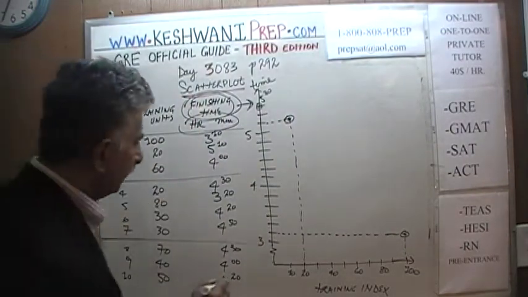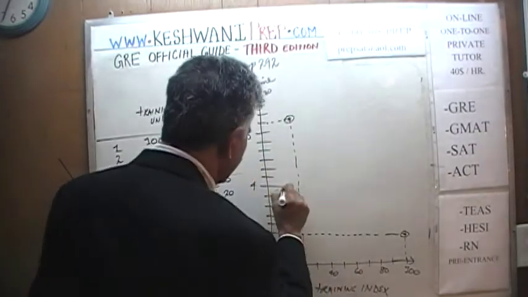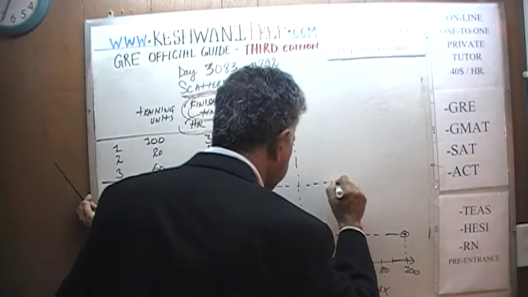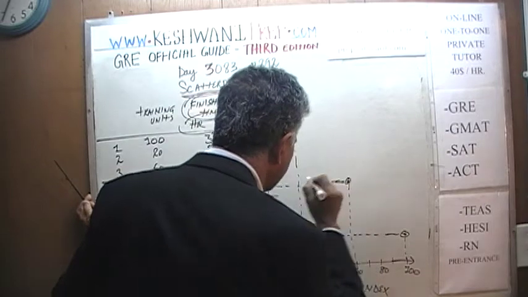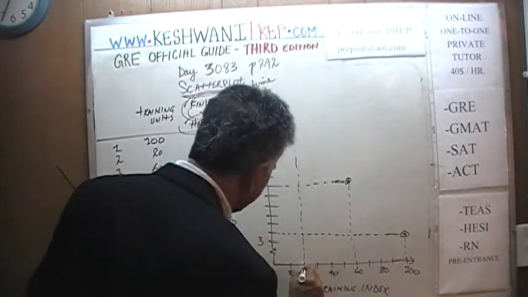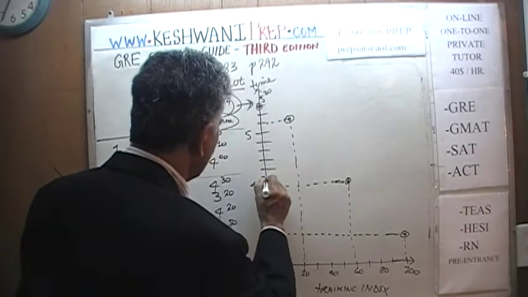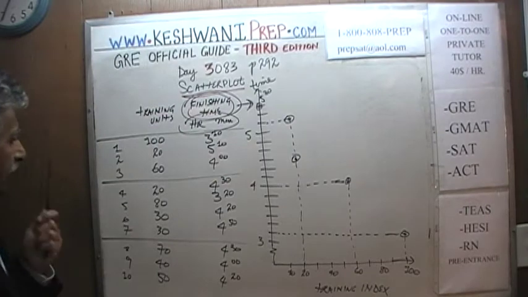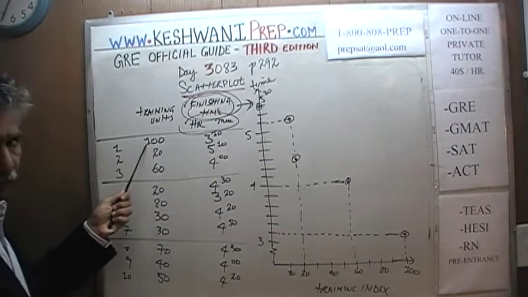60 and 4. 60 is right here, 4 is right here. Then we have 20 and 430. This was 4, 1, 2, 3, right here. Okay. Why don't we number them? I should have numbered them so we can keep track of them.